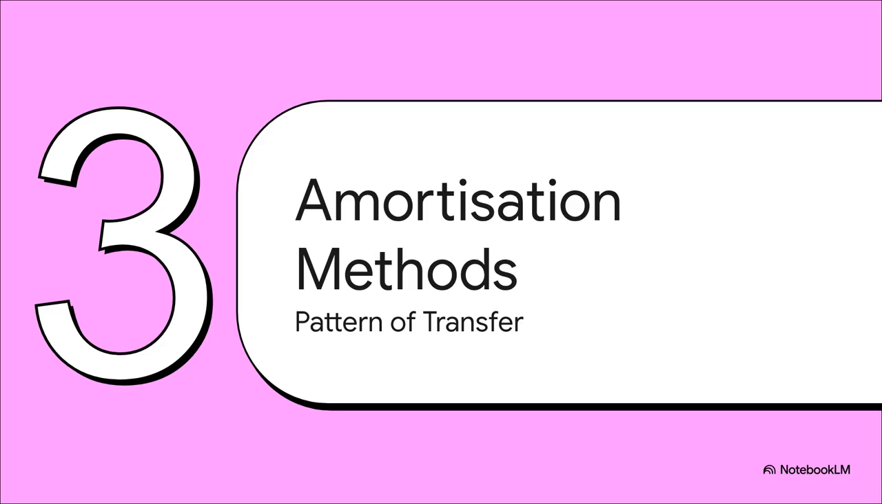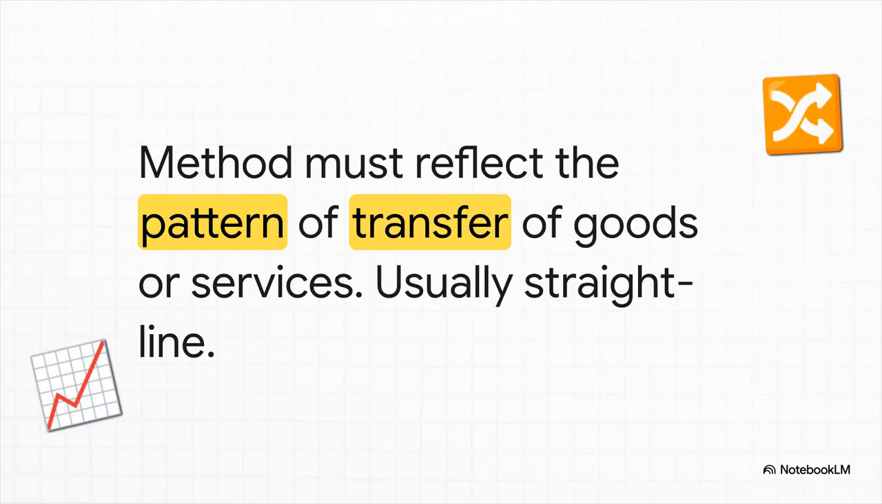Section 3. Amortization methods. The pattern of transfer. So we have our timeline. Now what's the math look like? The core principle you need to remember here is alignment. After you initially recognize them, your capitalized contract costs have to be amortized on a basis that's consistent with how the goods or services actually transfer to the customer.